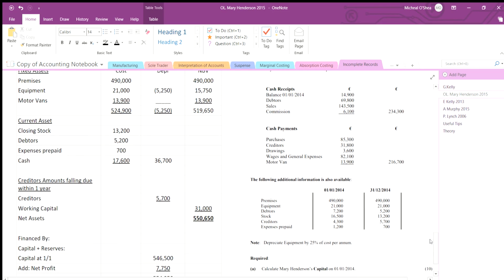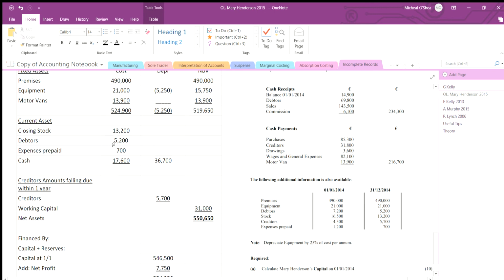And I look at my total fixed assets here of 519,650. If I add the two together, it gives me my total net assets of 550,650. Again, all I've done here is I've dealt with my fixed assets. If there was depreciation, I took it away, and this was my total.